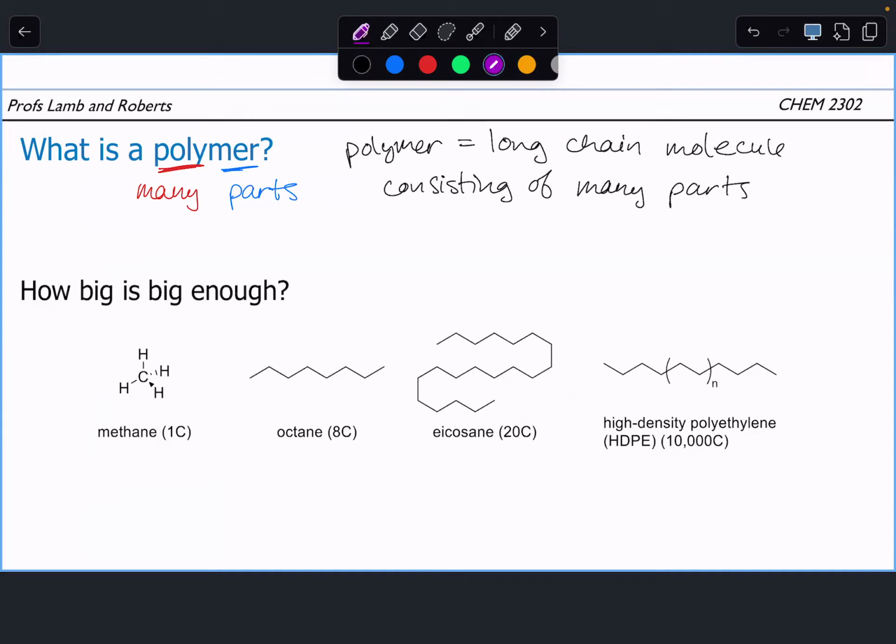And those parts, what a polymer is made out of, are called monomers. So mono means one, right? So you take a monomer, which is one part, and you put a lot of those together and you get a polymer. So they are long chain molecules that consist of many parts. But what does long mean? Like a long chain molecule, what does that mean?